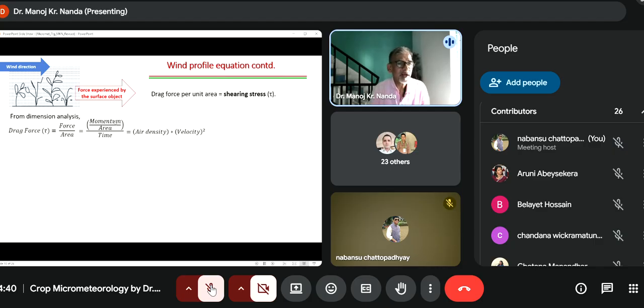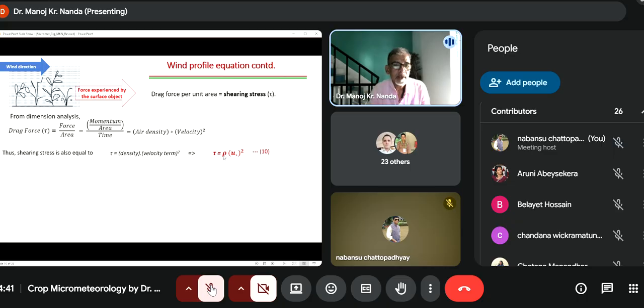You can get it because momentum is mass into velocity. So if you put it, this will be the dimensional analysis. Now the drag force, tau, is equal to rho u delta square, and I'm doing it from dimensional analysis. Yes, it is velocity square as per dimension, but there might be some constant involved. So we do not say it as velocity square as such. We rather use the term frictional velocity here.